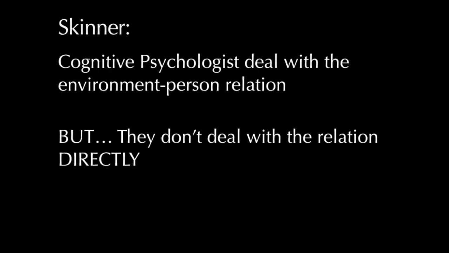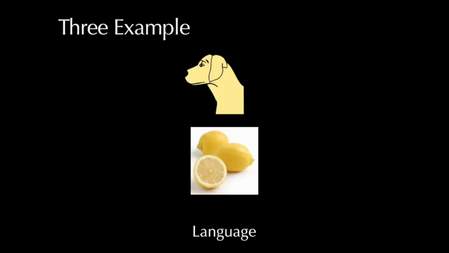I'm going to put the perspective of cognitive psychology side by side, and there are a lot of slides here that contrast Skinner's perspective versus the cognitive psychology perspective. Okay, here we have Skinner's description. It says that cognitive psychologists deal with the interaction between environment and person, but they don't deal with their relationship directly. What does this mean? We are going to go through three examples: example of a dog, example of lemon, and example of language.